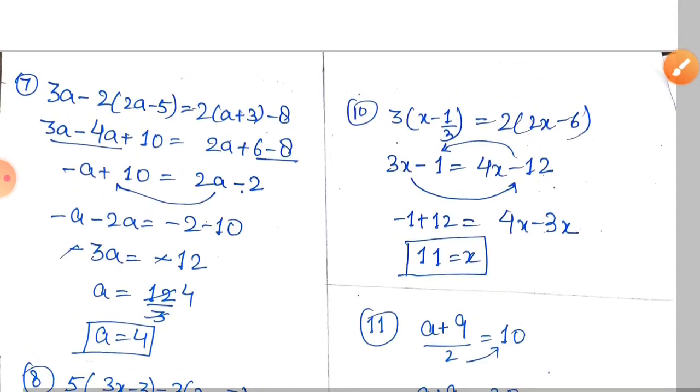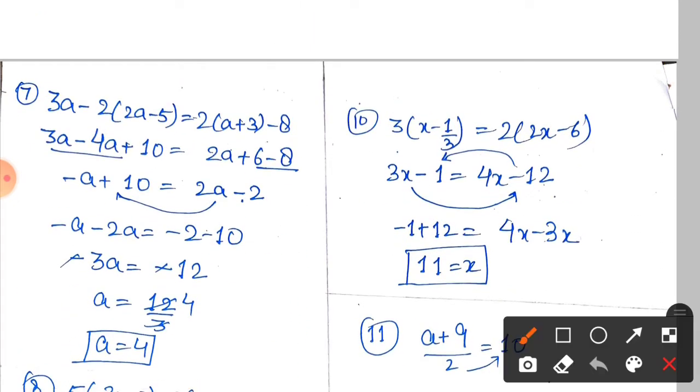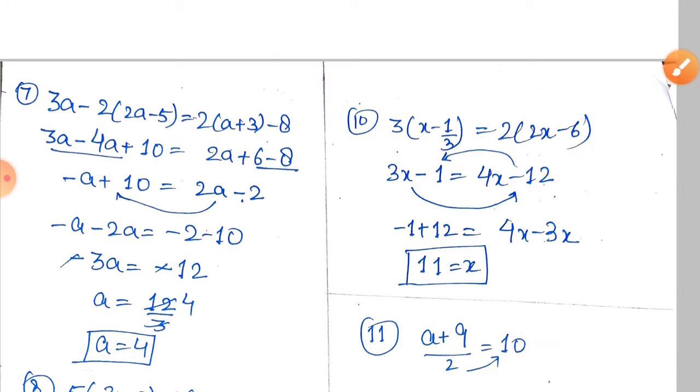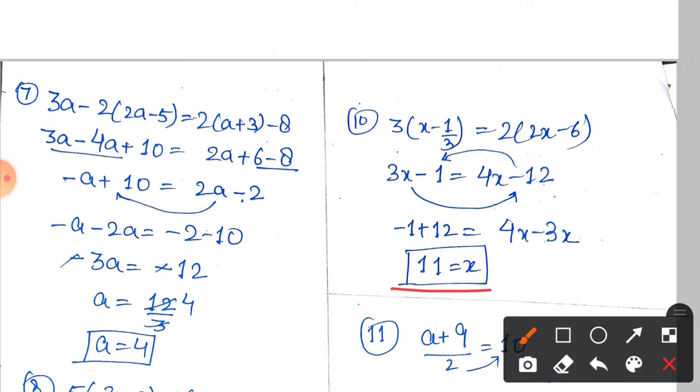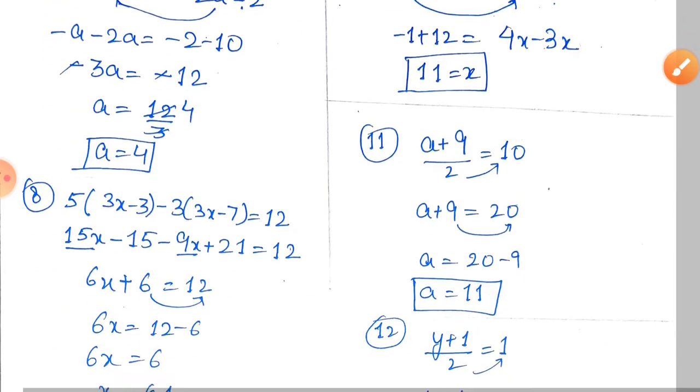Come to question number 10. Yes, here we have a fraction. So the first step, the same step we have to do: open the bracket. 3 into x is 3x. 3 into minus 1 by 3 will be minus 1. 2 into 2 is 4x. 2 into minus 6 is minus 12. And thus what will we get? We will get the value of x as 11. We transpose 3x towards the right side and minus 12 towards the left side, so that we get the positive value of the variable.